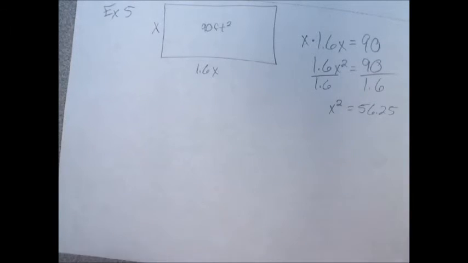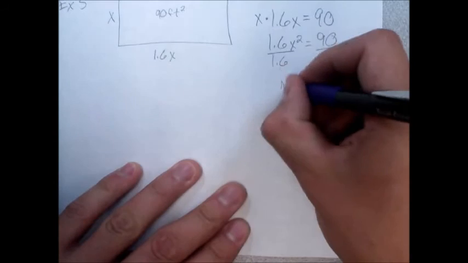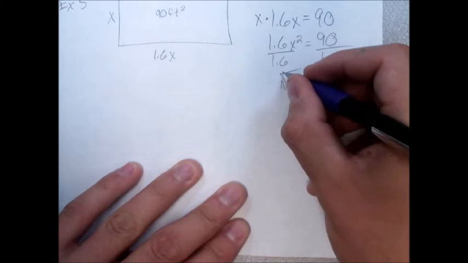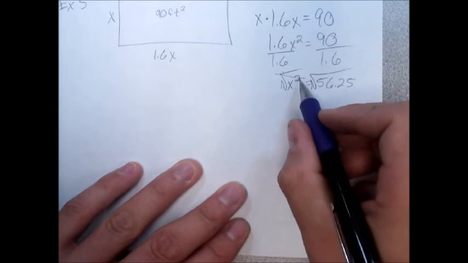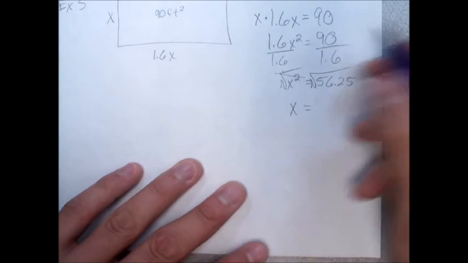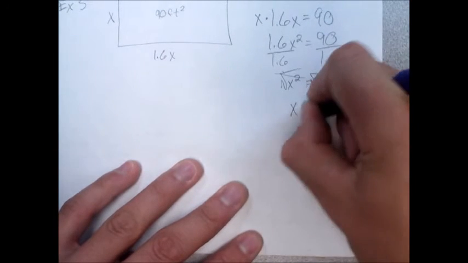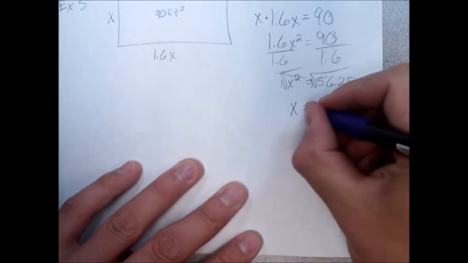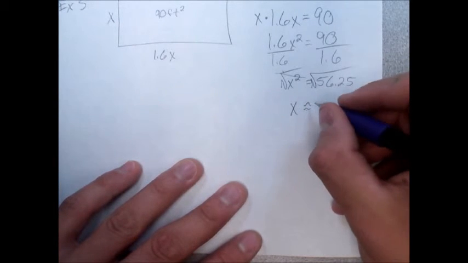How do I get rid of my x squared? I square root it. What I do to one side, I must do to the other. So the squared and the square root cancel each other out. So I'm left with just x now. And what is, we're going to have an approximation here, so let's write an approximation. So say that again. 7.5.